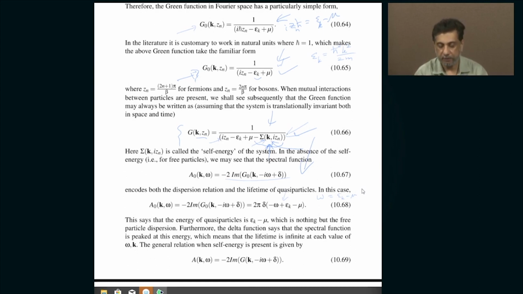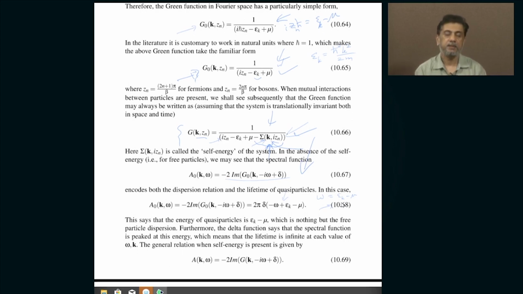So, you see this 10.68 is assuming that there is no mutual interaction between particles. So, there is no distinction between the original particles and the quasi particles, they are basically one and the same, because there is no mutual interaction between particles. In that case clearly the quasi particle energy should be just trivially related to the energy of the original particles, which is epsilon k. That is the reason why omega equals epsilon k minus mu is just shifted by the chemical potential.